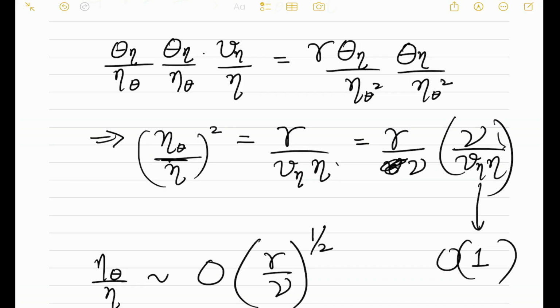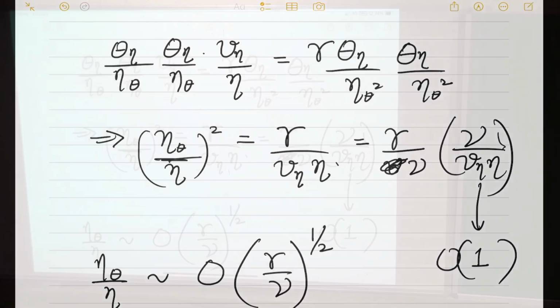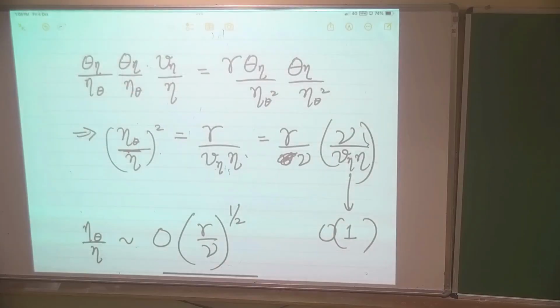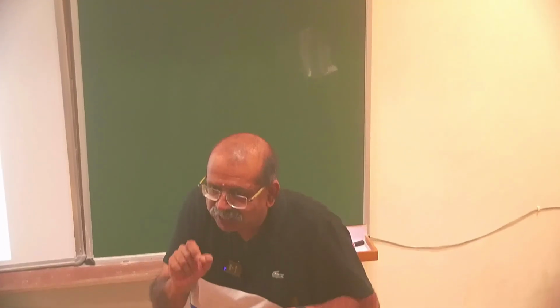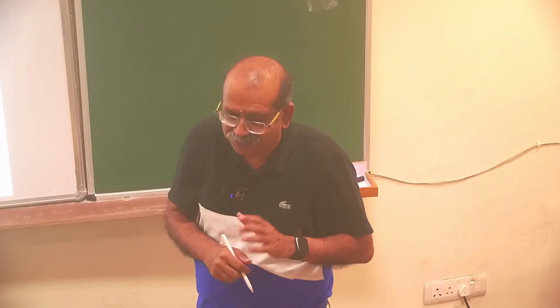What did eta theta mean? Eta theta is the smallest scale for temperature. Just as we got the smallest length scale, that means for temperature, of course, we don't talk of a filament of temperature just as we had in the magnetic lines of force. So, it is the smallest length scale at which the temperature fluctuations take place.